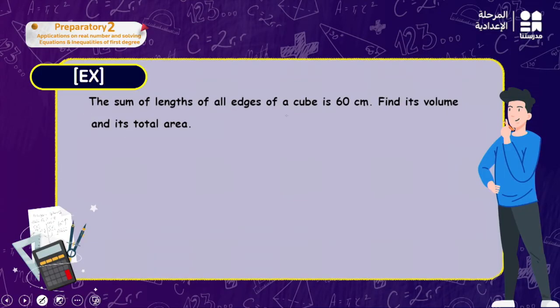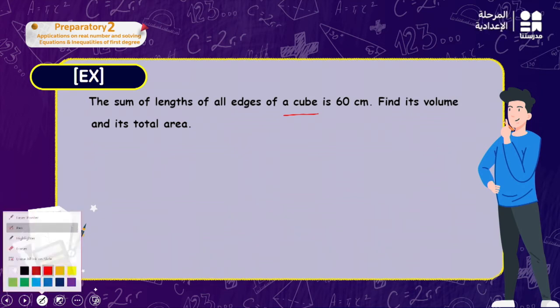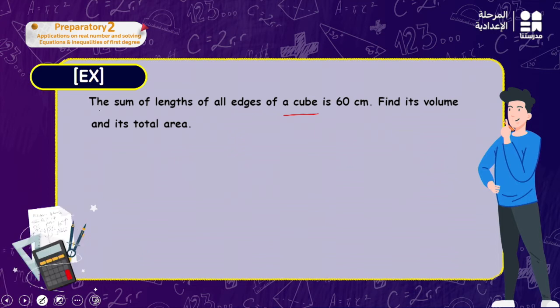طيب the sum of lengths of all edges inside a cube، احنا لسه مع الكيوب، is 60 centimeters. Find its volume and its total area. اتفقنا طالما اتكلم عن الكيوب لازم اعمل finding للسايد لينث. ال key بتاعي في اي مسألة كيوب هو ال side length اتفقنا؟ So هنا بيقول لي ايه؟ بيقول لي the sum of all edges. طيب inside the cube how many edges؟ كنا اخدناها في السنين اللي فاتت كمان. The cube has 12 edges.